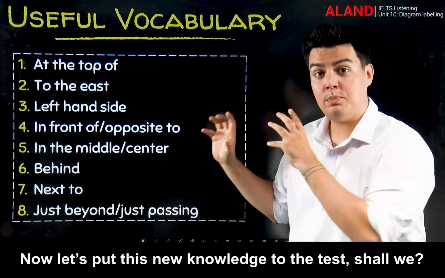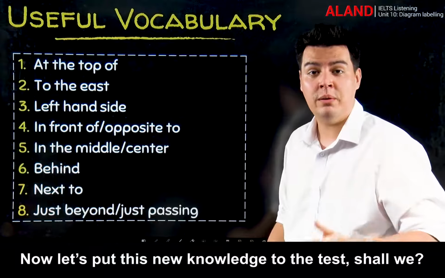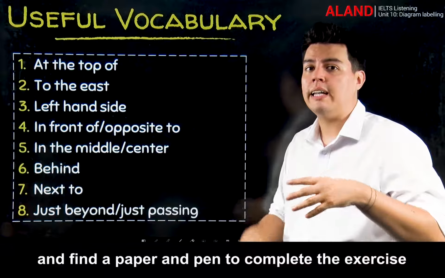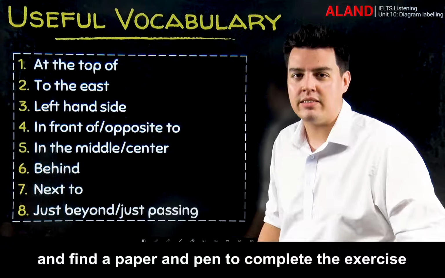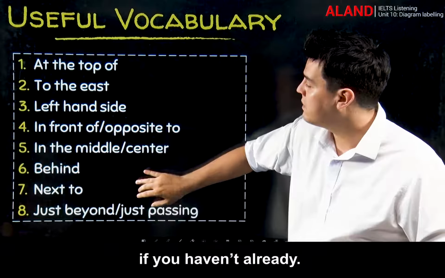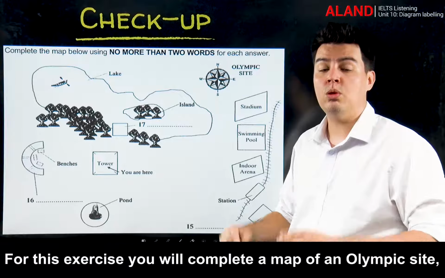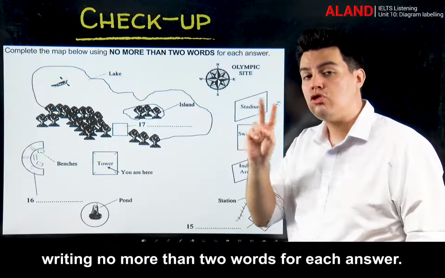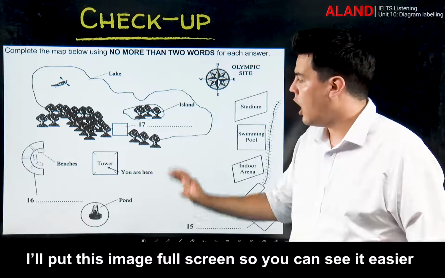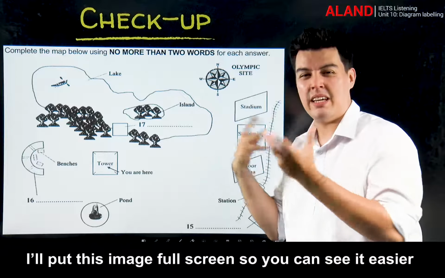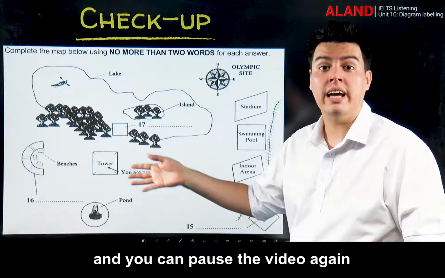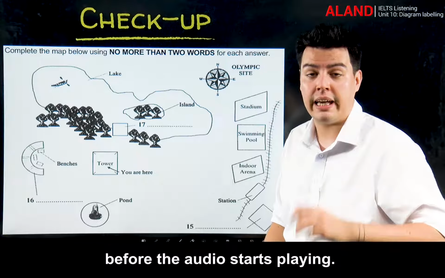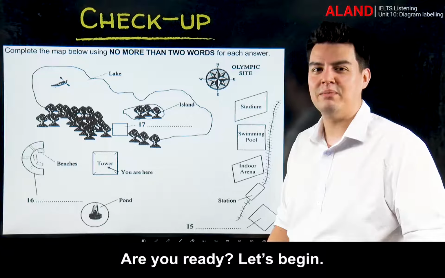Fantastic. Now, let's put this new knowledge to the test, shall we? It's time to practice with an exercise. You can pause the video now and find a paper and pen to complete the exercise if you haven't already. For this exercise, you will complete a map of an Olympic site, writing no more than 2 words for each answer. I'll put this image full screen so you can see it easier, and you can pause the video again to follow the listening strategies before the audio starts playing. Are you ready? Let's begin.